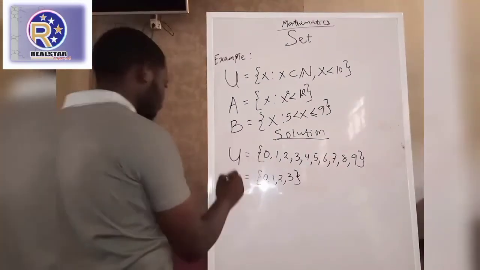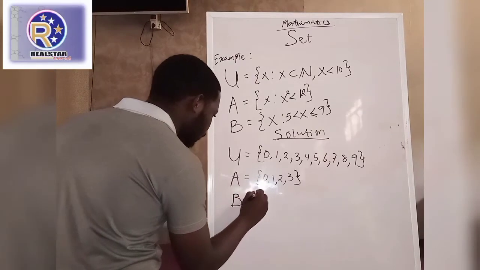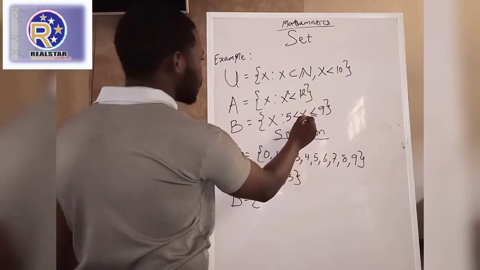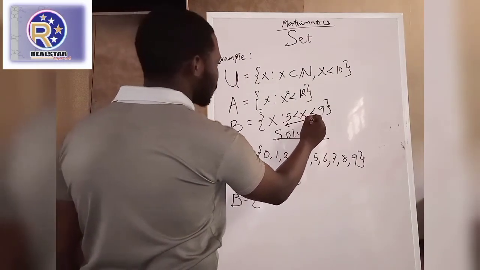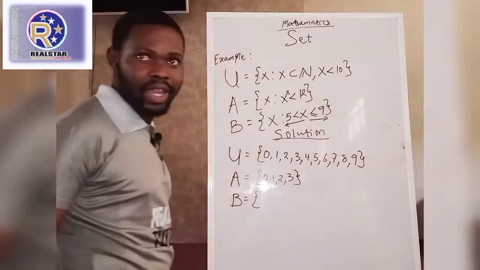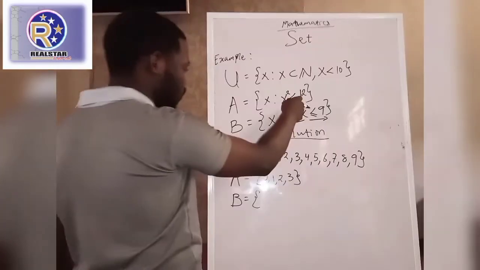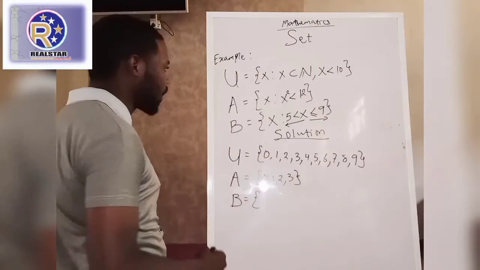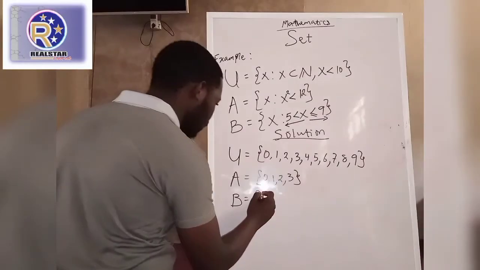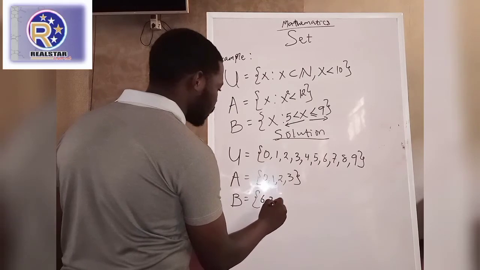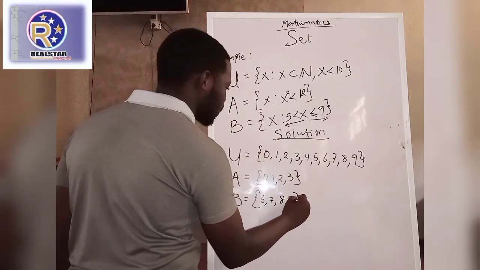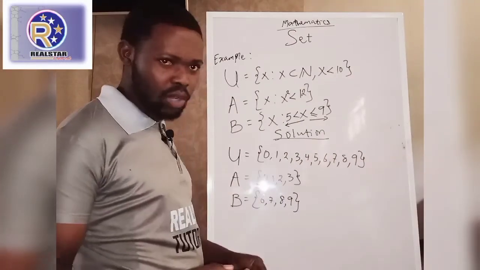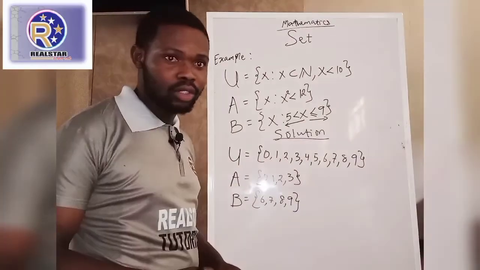Okay, that's good. So let's look at B. We have x such that x is greater than 5 and x is less than or equal to 9. Do you see the way I read it? You read it from here. What are the numbers greater than 5 but less or equal to 9? We have 6, 7, 8, then 9. The reason why 9 is included is because this is less than or equal to. I hope you understand that. How many did you get? You can put that in the comment box.